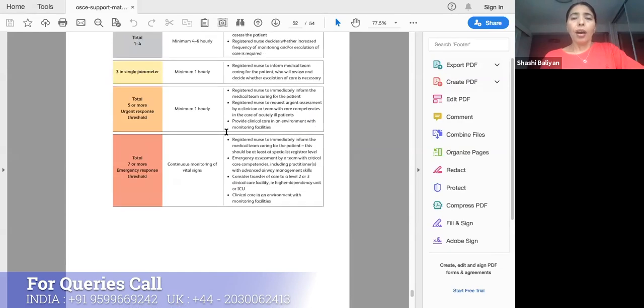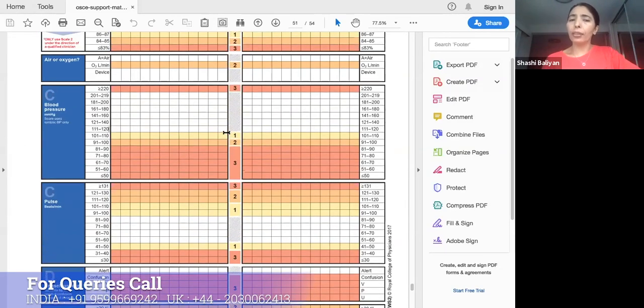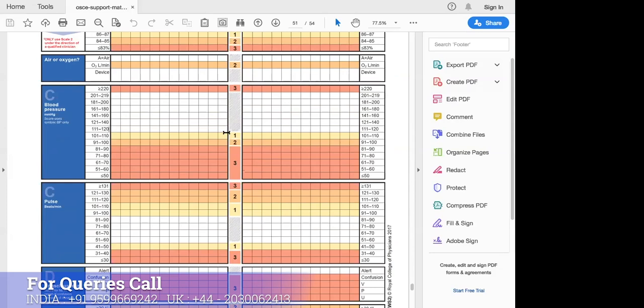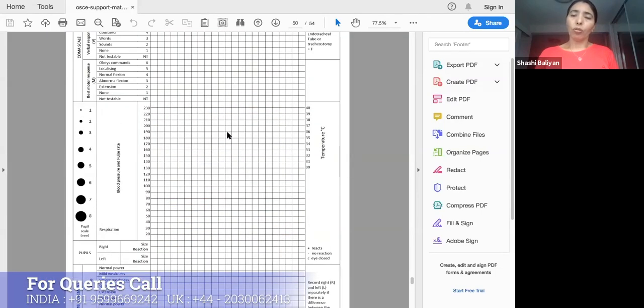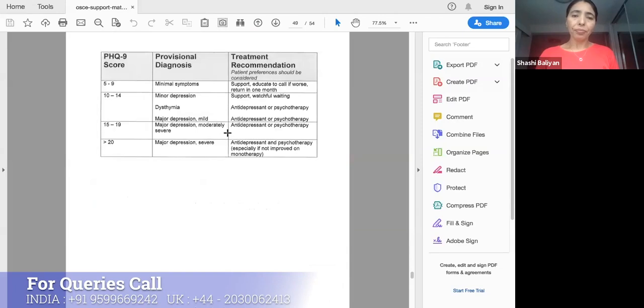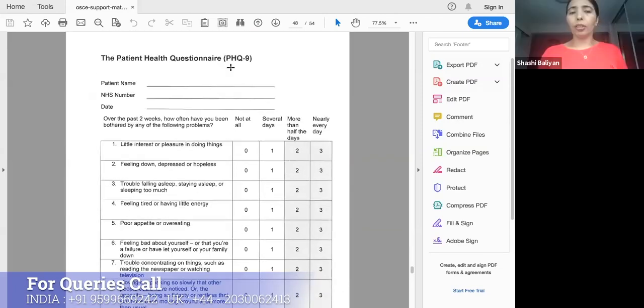Now in the community, the other chart that you normally get, you don't have to fill that chart, that will be filled, but you might have to calculate the score, is a PHQ-9 chart. Now a PHQ-9 chart is a chart which tells about the patient's mental state, like in the form of depression or they are anxious and all those sort of things. So this is the PHQ-9 chart.